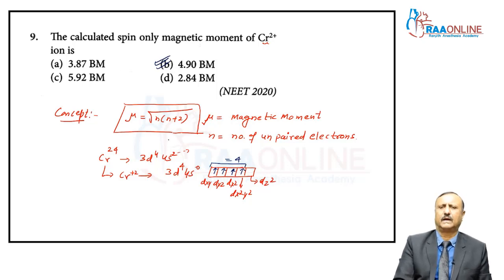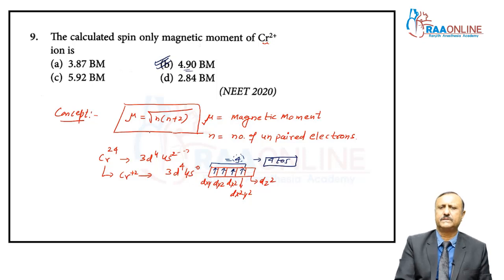It is a trick. I give you a small trick. When you get the number of unpaired electrons as 4, the magnetic moment is between 4 and 5. Means you can check the options. If the option is 3.87, no. 5.92, it is greater than 4. Here 2.84, it is less than 4.